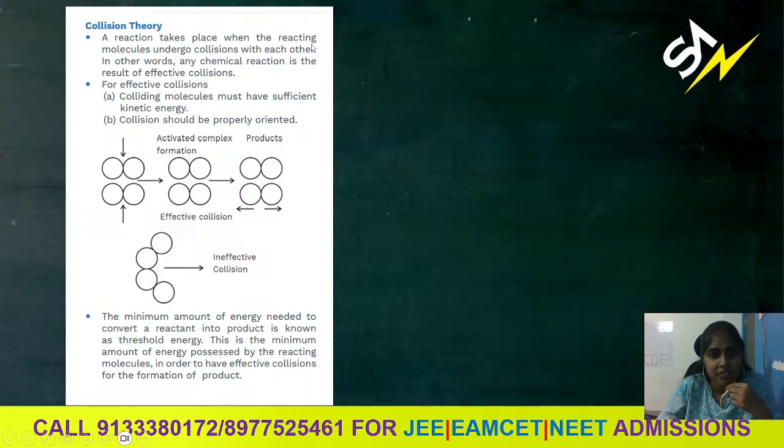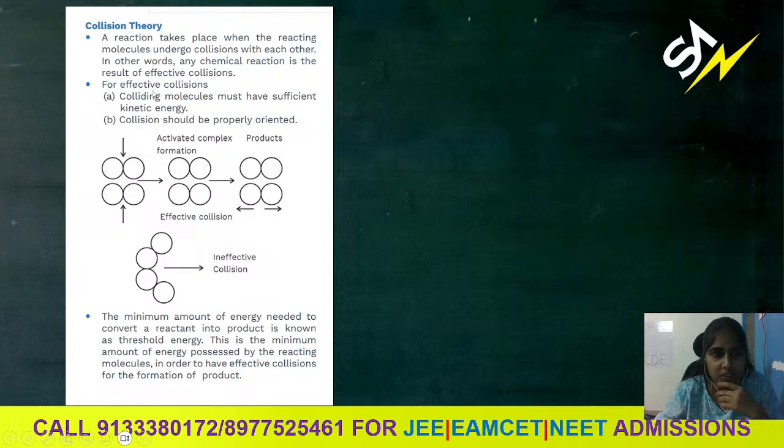A reaction takes place when the reacting molecules undergo collisions with each other. It means there will be collisions between the reacting molecules to form the products. In other words, any chemical reaction is the result of effective collisions. Effective collisions means successful collisions. Because of those successful collisions only, the products are formed. Not all types of collisions give products, only a few successful collisions, these effective collisions, give products.